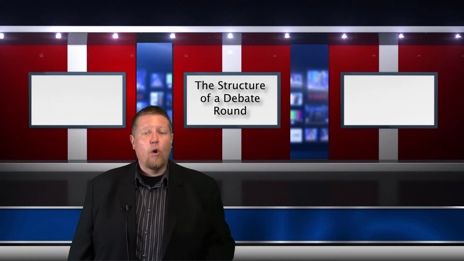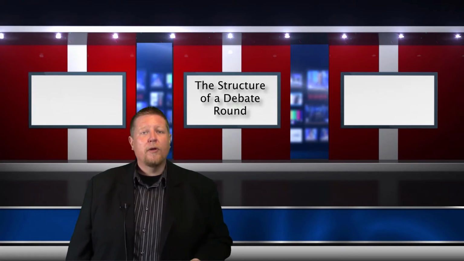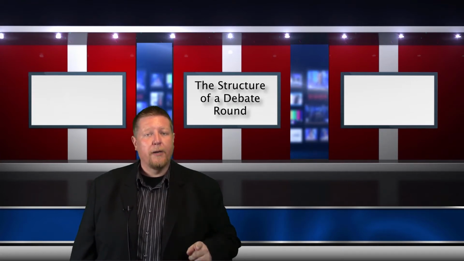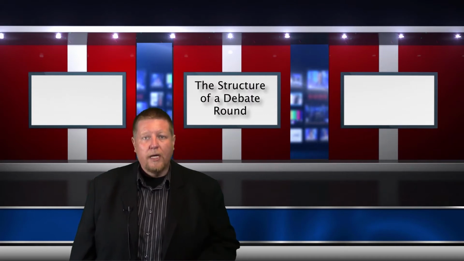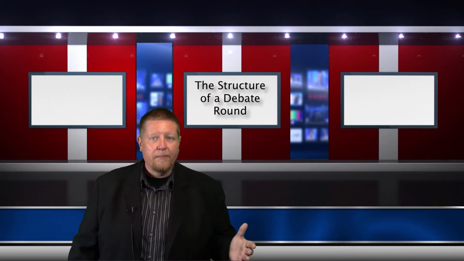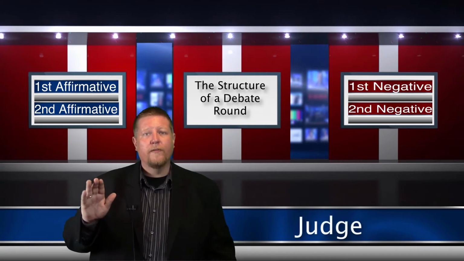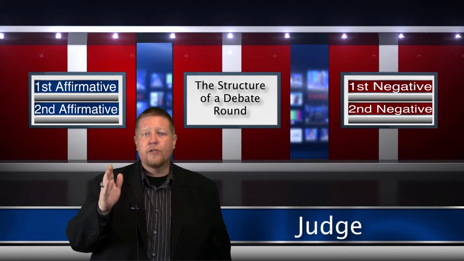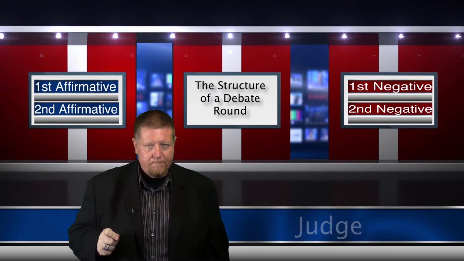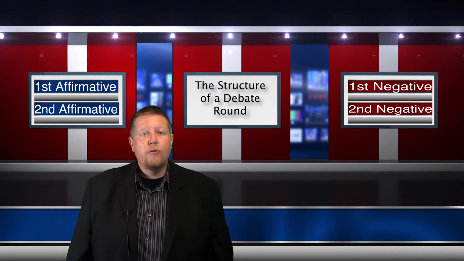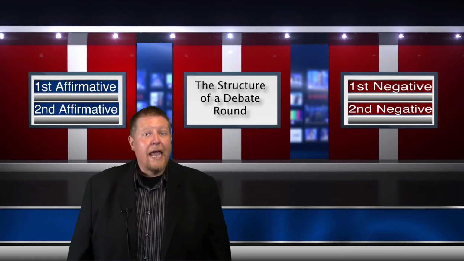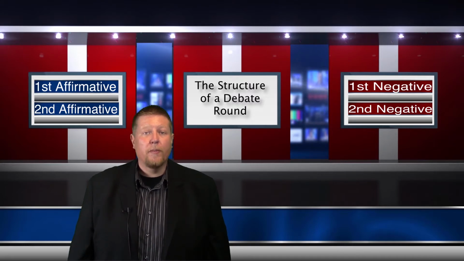Before we talk about the order of speeches, let's take a moment to look at the 4 speaking roles in a debate round. As you already know, a debate is made up of an affirmative team, a negative team, and at least one judge. We'll talk about the role of the judge in the other videos, so let's just stay focused on the 2 debate teams. The affirmative team is made up of 2 debate students from one school, and the negative team is made up of 2 debate students from another school.